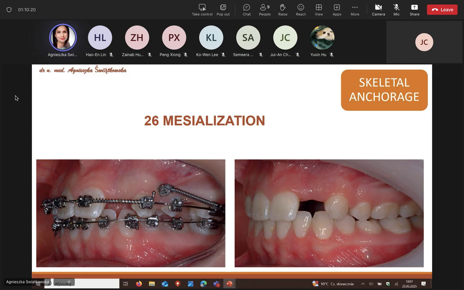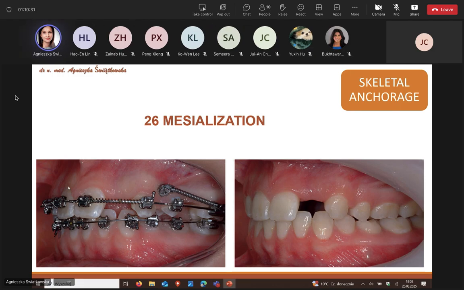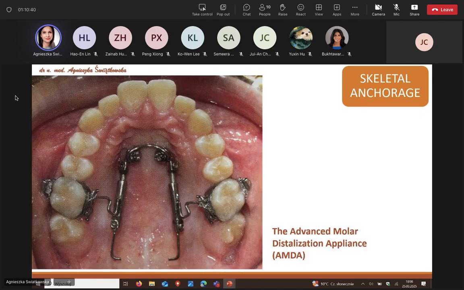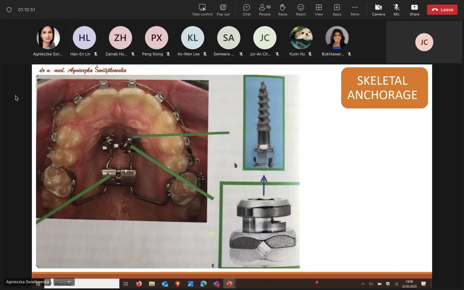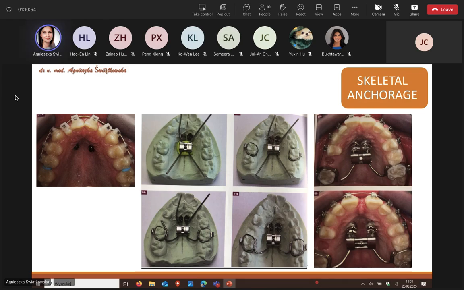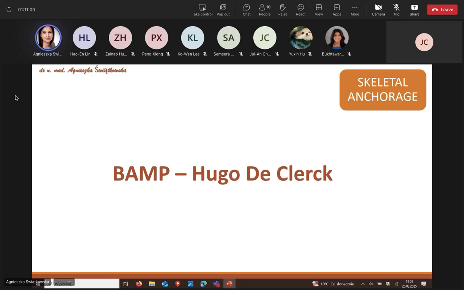Mesialization. It's not my patient, but you can see that we can also achieve mesialization of the buccal teeth to close the space if we don't want movement of anterior teeth, but only want to mesialize the buccal teeth. We can use a microscrew like here. And the appliances which we can use for distalization are based on microscrews. Now we can do this kind of plans. And BAMP is also this method.